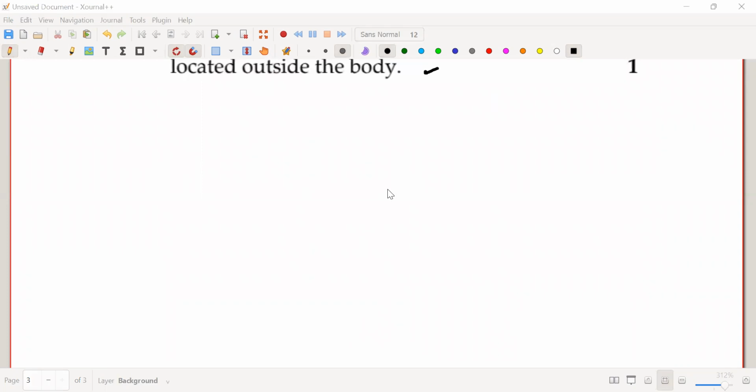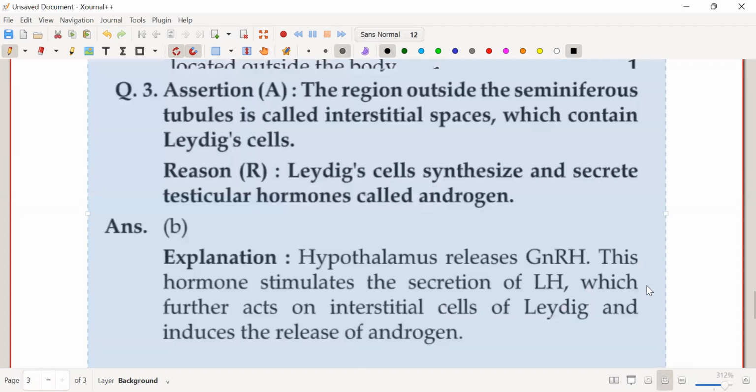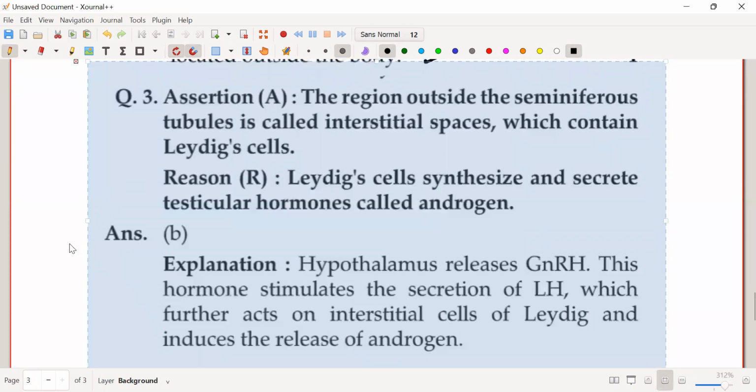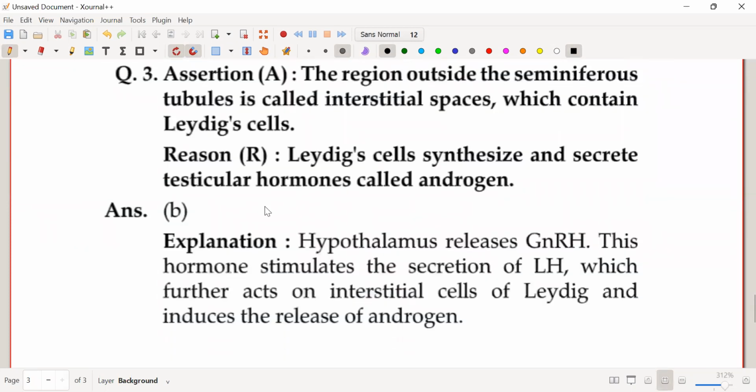Next question. Assertion: the region outside the seminiferous tubules is called interstitial spaces, which contain Leydig cells. Reason: Leydig cells synthesize and secrete testicular hormone called androgen. The region outside the seminiferous tubule is called interstitial spaces, which contain Leydig cells. Reason: Leydig cells synthesize and secrete testicular hormone called androgen.